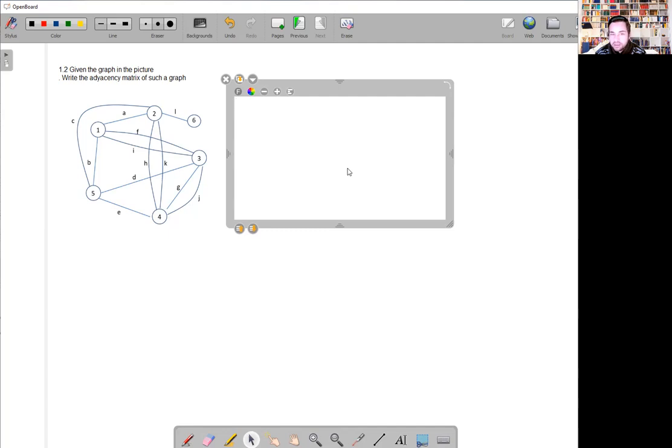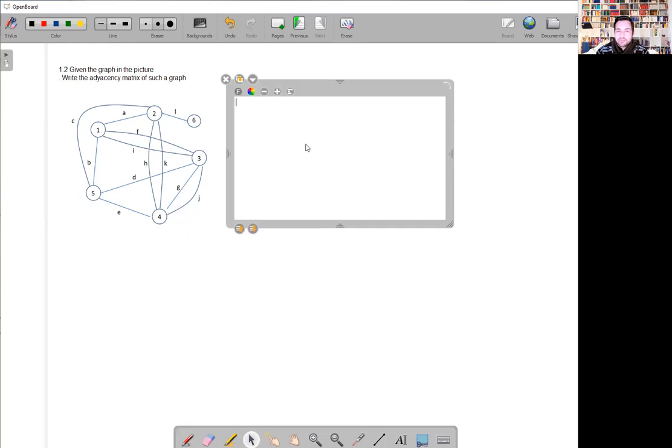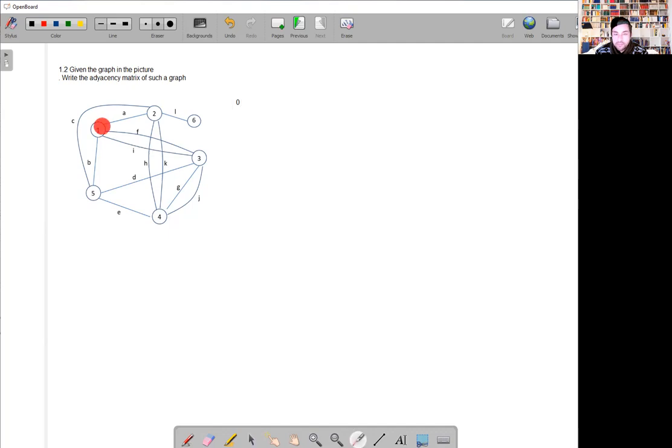So for instance, in the first row of the matrix, we can count the number of links coming out of the first node. In the first position, the links that exist between 1 and 1, right? As we don't have any loop, it would be 0. In the second position, the links that go from 1 to 2. And in this case, it's A, right? We only have this link from 1 to 2.